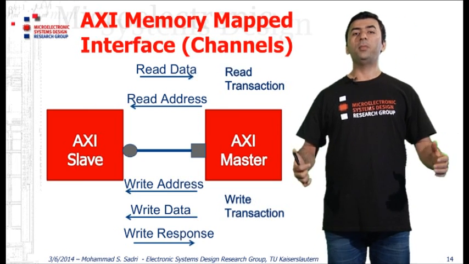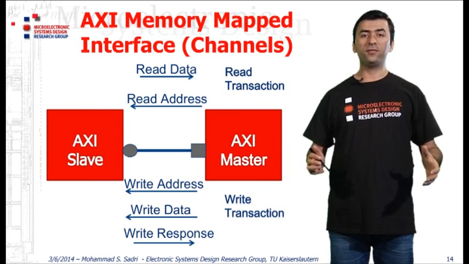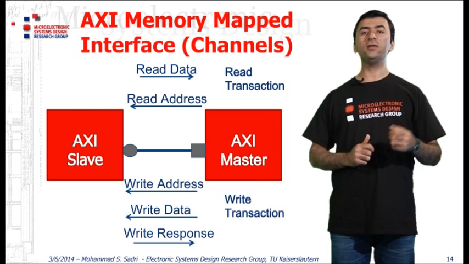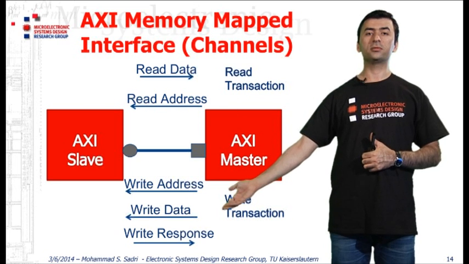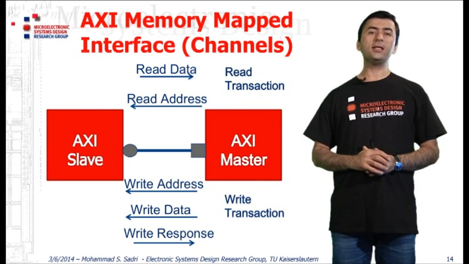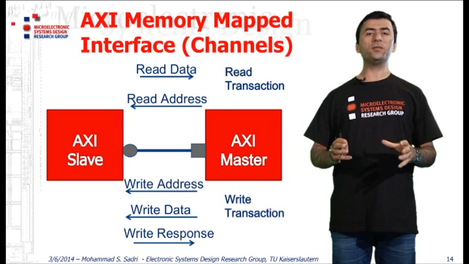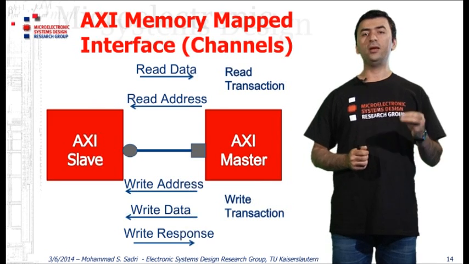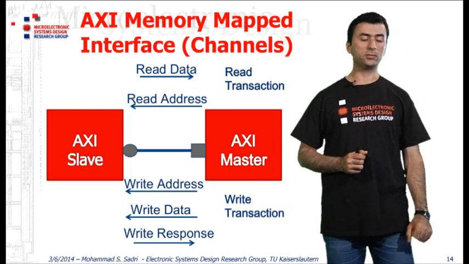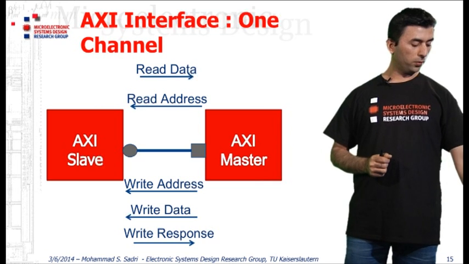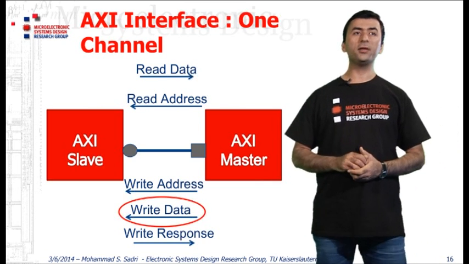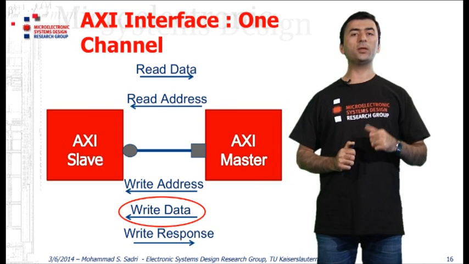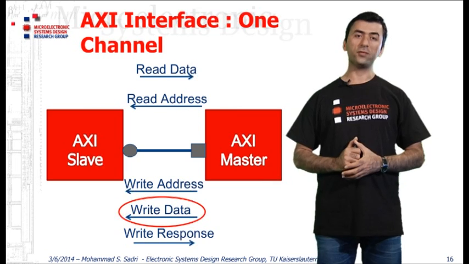Each memory mapped AXI interface, or each memory mapped AXI connection, has these 5 channels. Now, let's have a look at the contents, the internal signals of one of these channels in slightly more detail. So, I take the write data channel and go and have a more detailed look at the contents of this channel.